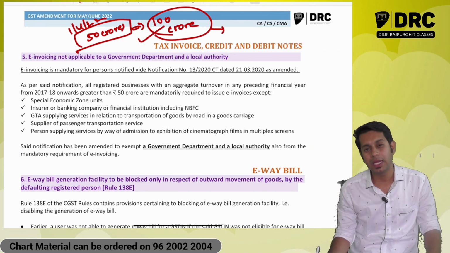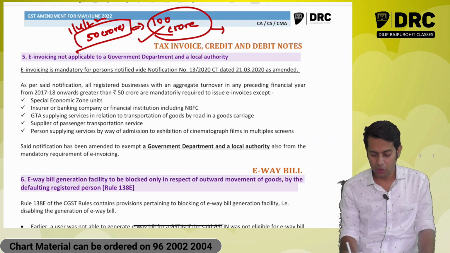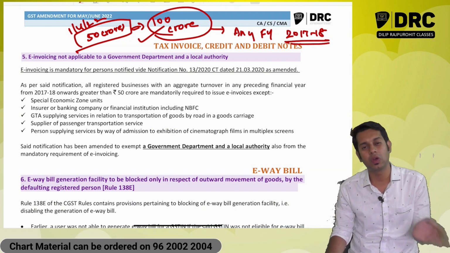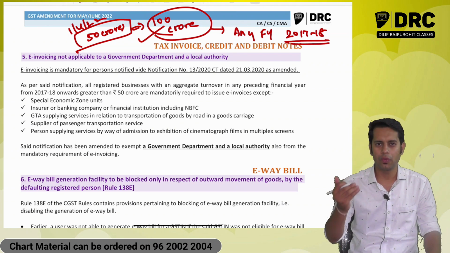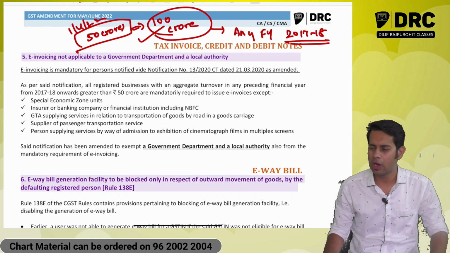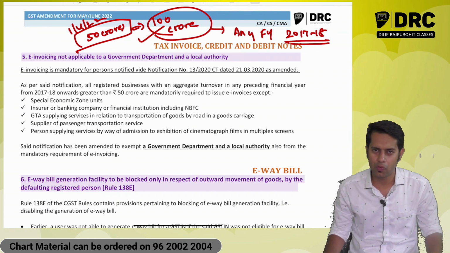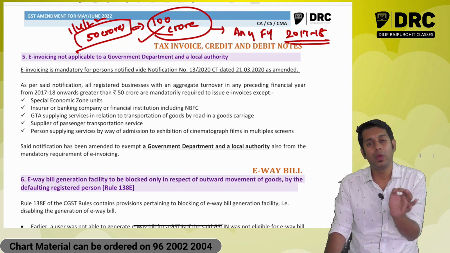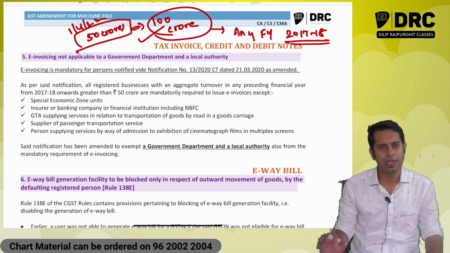So if your aggregate turnover in any financial year starting from financial year 17-18 crosses 100 crores, then the invoicing provision is applicable for you. You will have to follow this e-invoicing provision. However, there were some people who were exempted from following this e-invoicing provision.